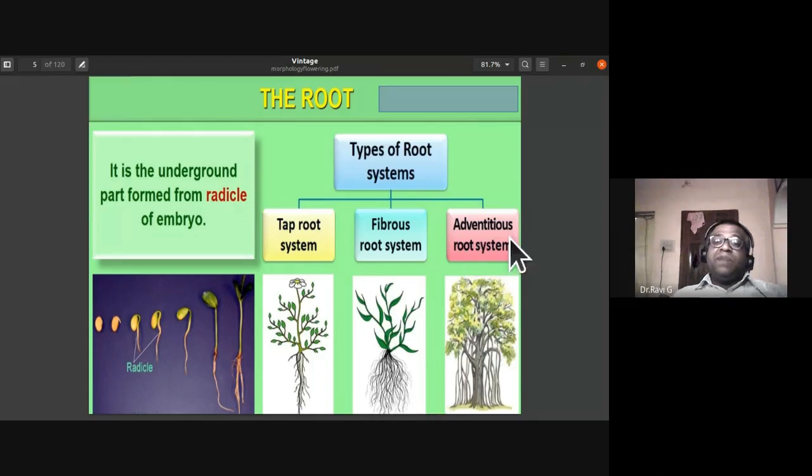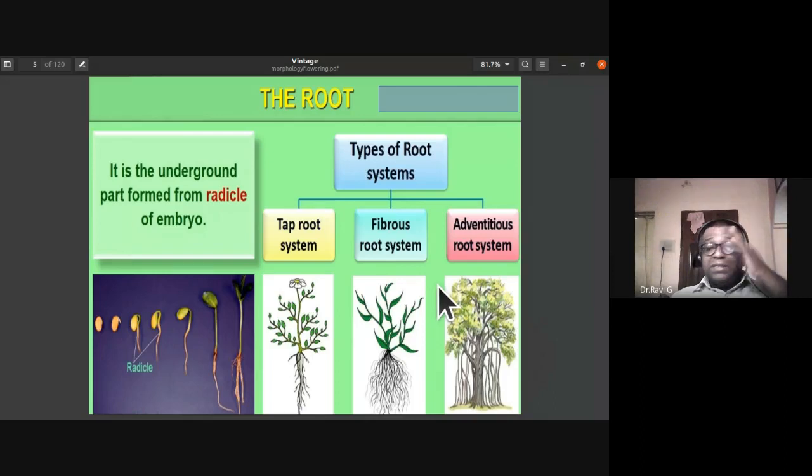Then the adventitious root system: if roots are arising from any part other than the radicle, we call it the adventitious root system. You can notice in case of the banyan tree, the stem produces aerial roots which reach the ground and provide support for the canopy of the banyan tree. So we call them prop roots. Prop roots are an example of the adventitious root system. So the fibrous root system is noticed in case of monocotyledonous plants.